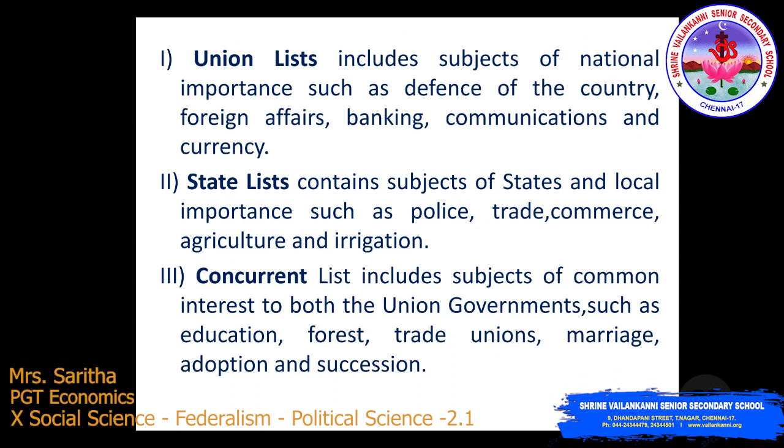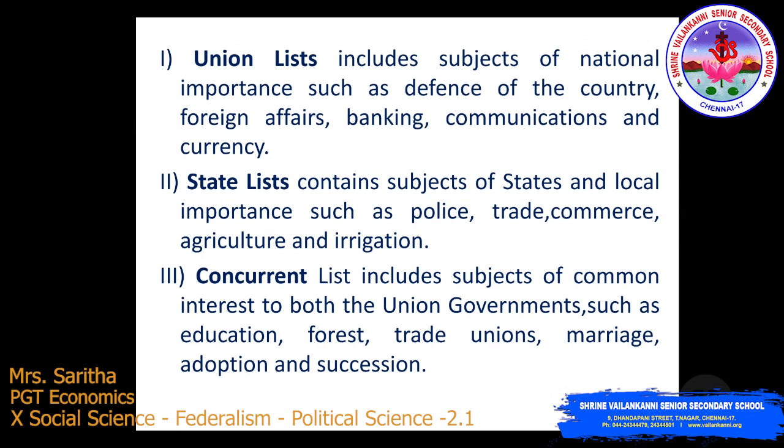The concurrent list includes subjects of common interest to both the union as well as the state government, such as education, forest, trade union, marriage, adoption and succession. So both the union as well as the state governments can make laws on the subjects mentioned in the list. So these are the three lists: the union list, the state list and the concurrent list.